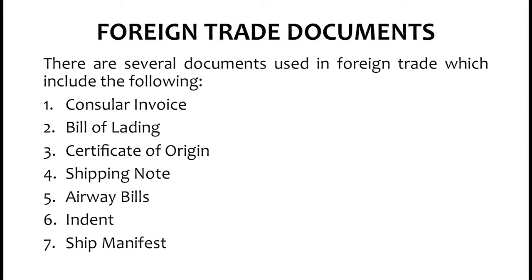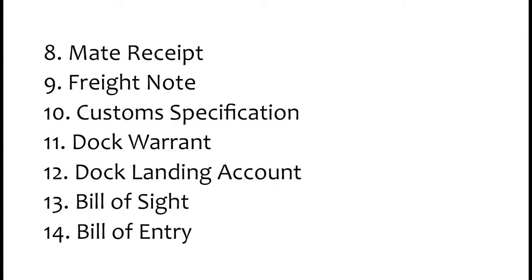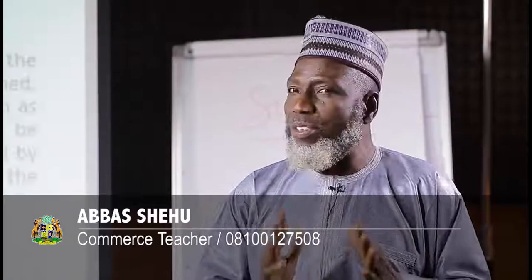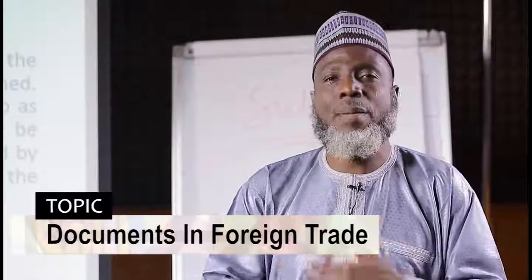We have what is known as consular invoice, bill of lading, certificate of origin, shipping note, airway bills, indent, ship manifest, mate receipt, freight note, customs specification, dock warrant, dock landing account, bill of sight, bill of entry, calling forward note, license, export invoice, ship report, insurance certificate, and the last one, bill of exchange. These are the documents that we're going to be looking at one by one.